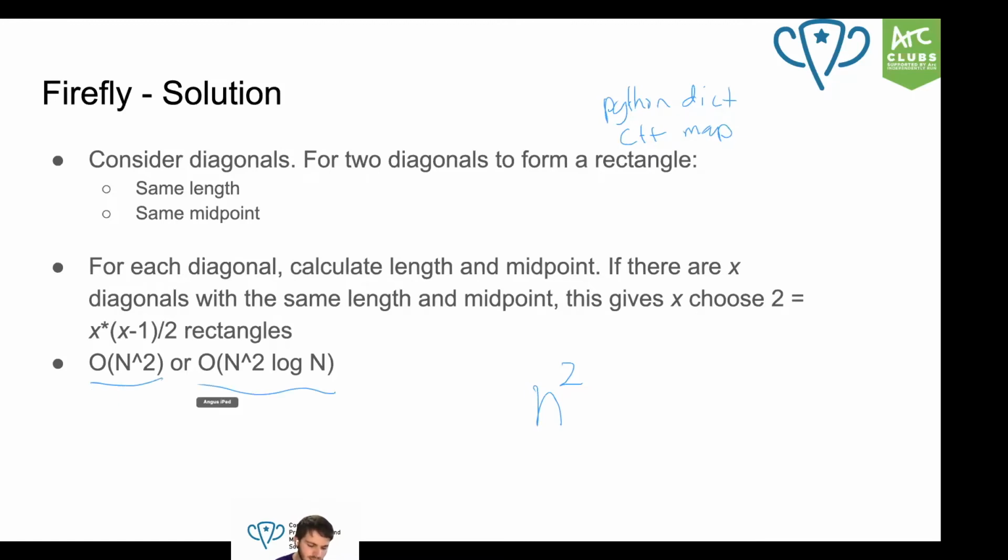If you're sorting, that's this complexity here to sort n squared numbers. And so you end up having one of these time complexities. But yeah, the main idea is you make these observations about what rectangles look like, and you use that to then count how many there are. Are there any questions about that?